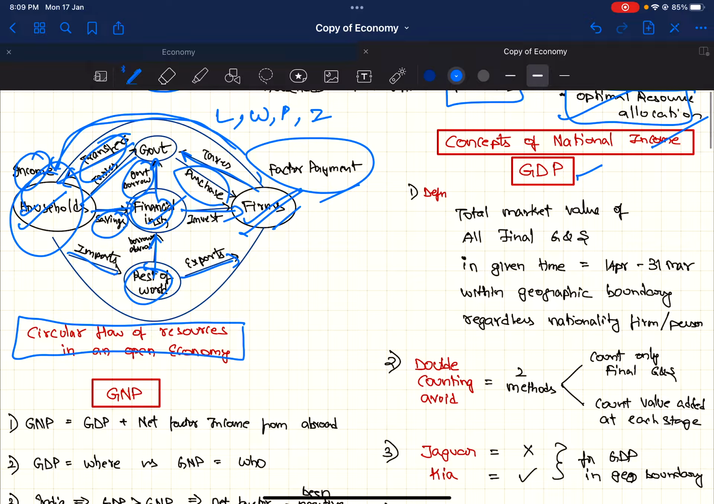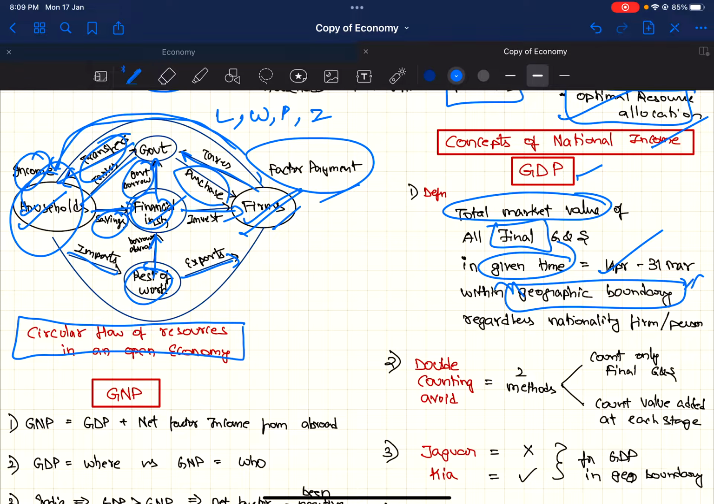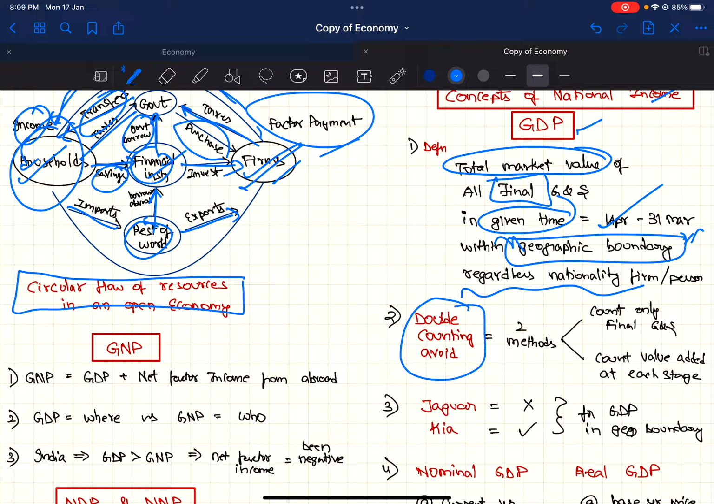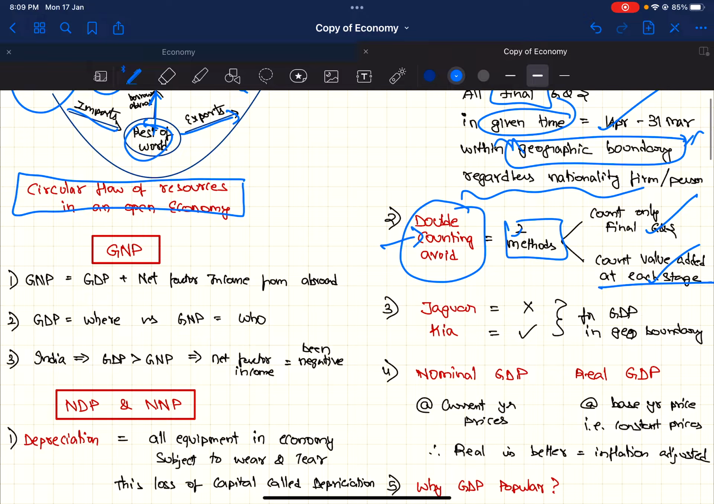So there are certain concepts in national economy. First one is GDP. The definition is total market value of only final goods and services in a given time. In India, it's 1st April to 31st March, within a geographic boundary. This is important, regardless of the nationality. To avoid double counting, we can follow two methods. First is to count only final goods and services, or count value added at each stage. This way we can avoid double counting.